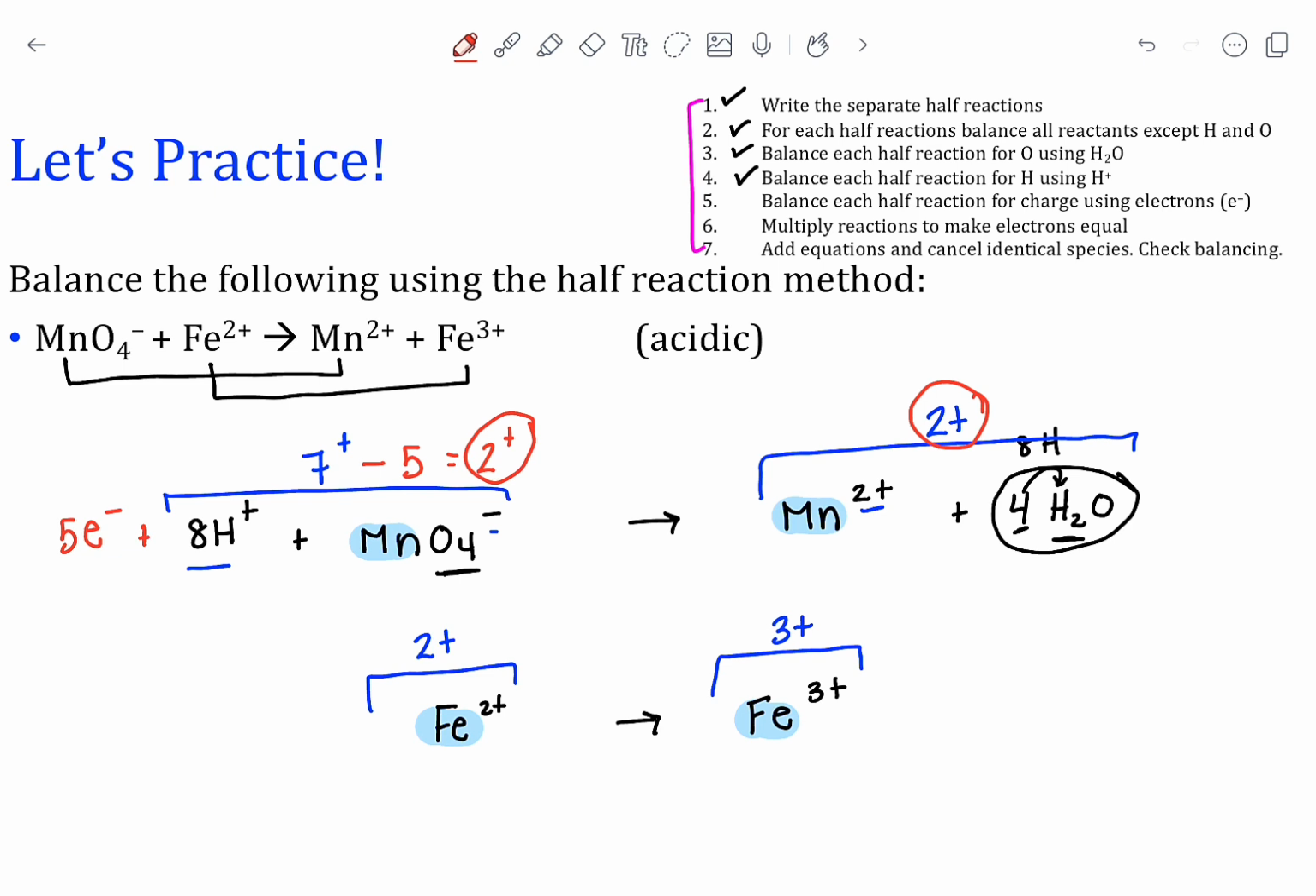Typically, you're going to add the electrons to the more positive side. And that's because we can only remove charge, we can only subtract from that positive charge. So in order to do that, you have to go from the more positive side. So for our second reaction, what side do you think I need to add the electrons to, and how many electrons do I need to add to get charge balance?